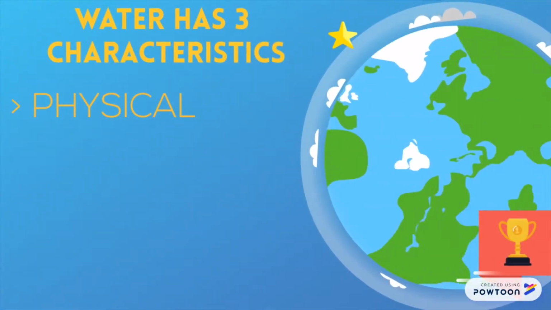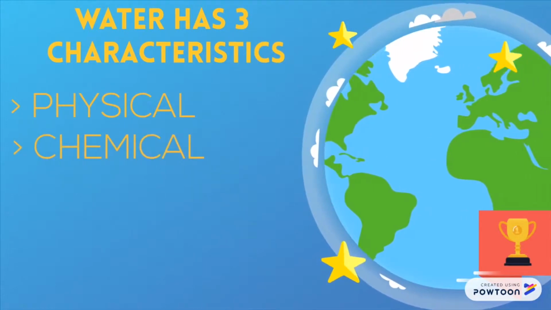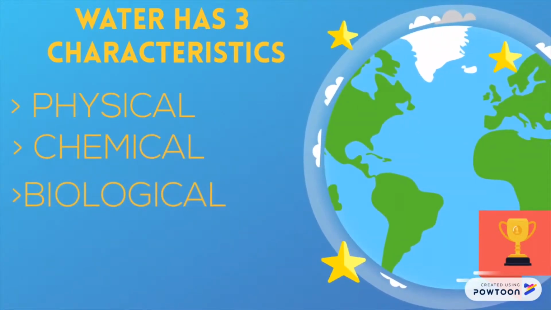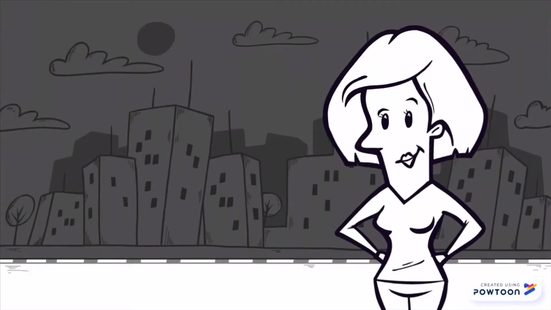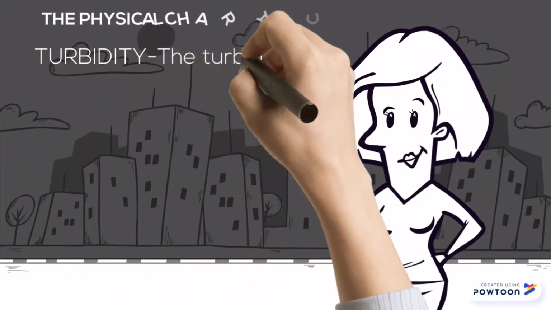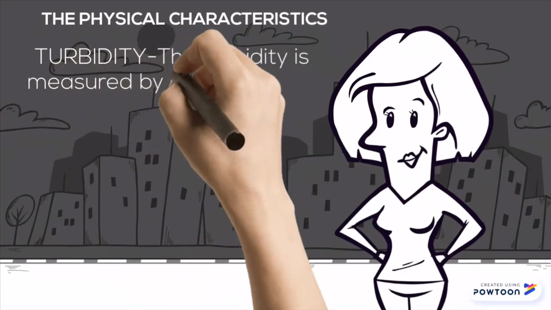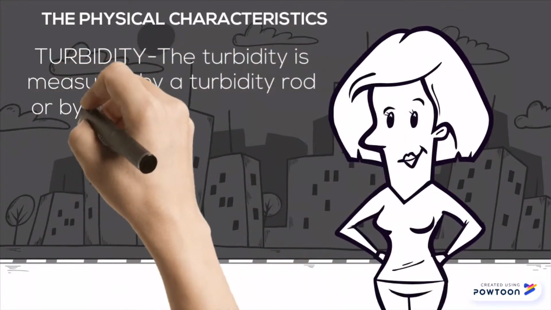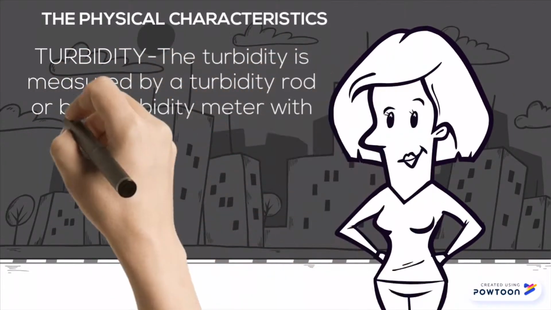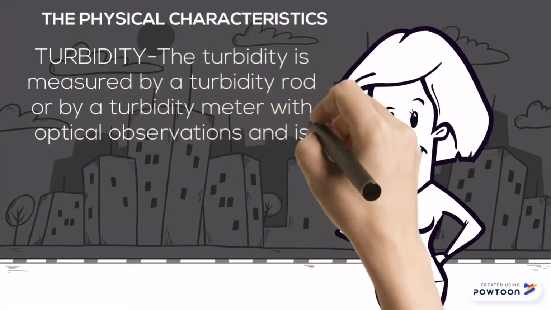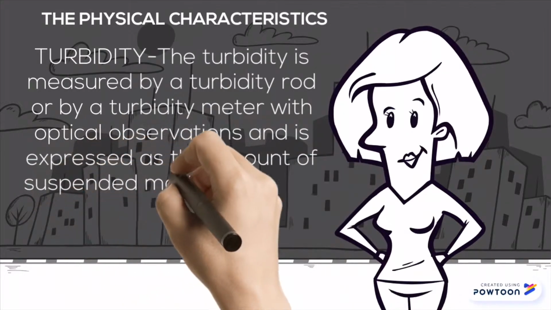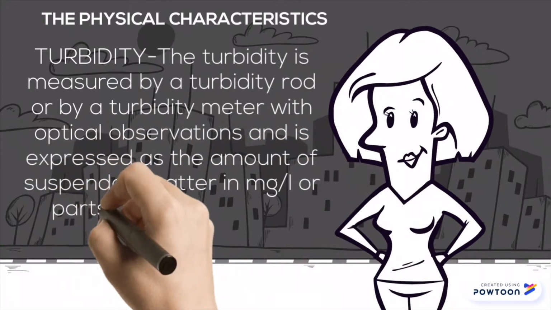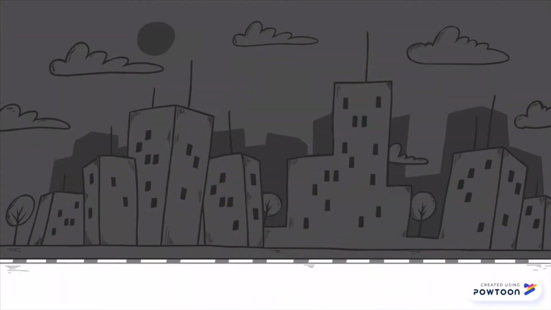Characteristics of water. Water has three characteristics: physical, chemical, biological. The physical characteristics. Turbidity. The turbidity is measured by a turbidity rod or by a turbidity meter with optical observations, and this expresses the amount of suspended matter in milligram per liter or in parts per million.